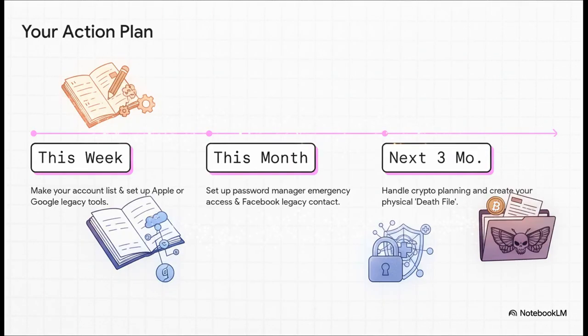I know, this can feel like a lot. It can be overwhelming, but you do not have to do it all at once. This timeline breaks it down into really manageable steps. This week, just make a list of your accounts. That's it. And then set up your Apple or Google legacy tool. That alone is a huge first step.